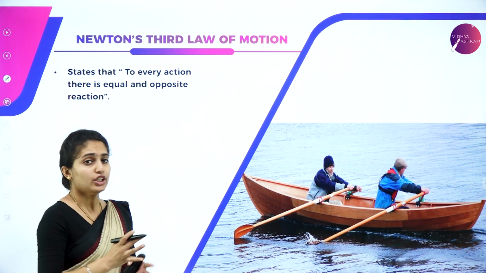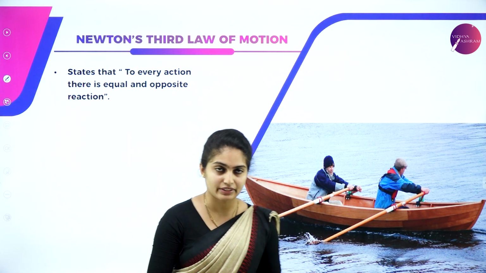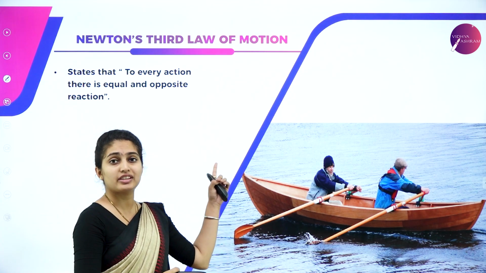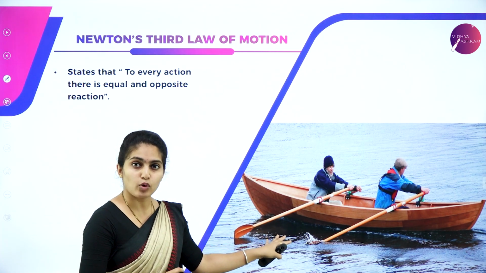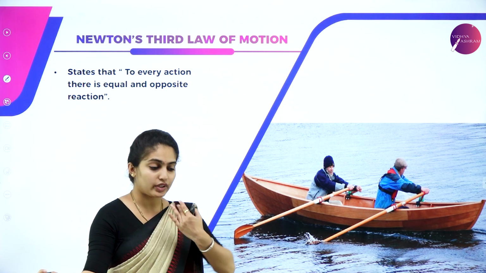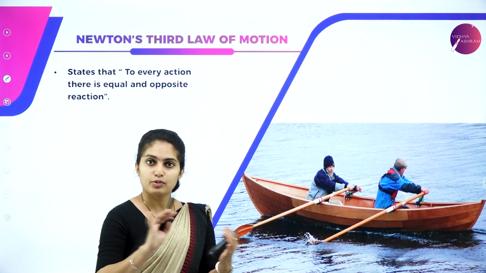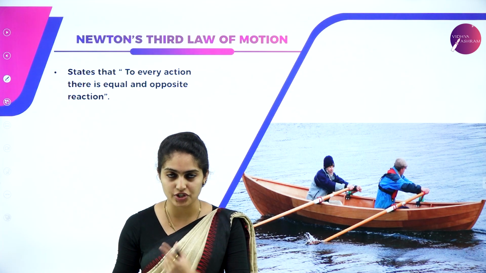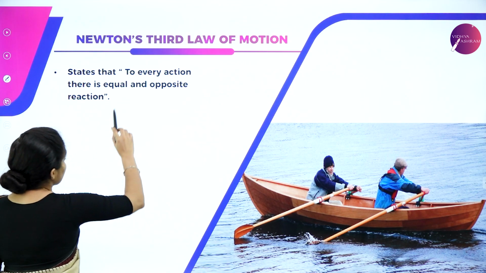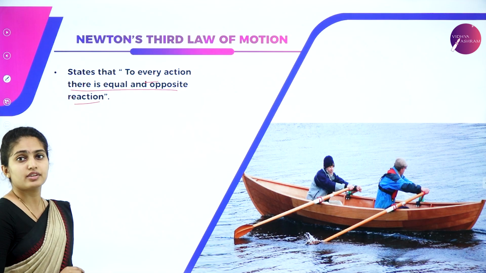Now let us go to Newton's third law of motion. How exactly is Newton's third law of motion given? It states, as you all know, it's very simple: to every action, there is an equal and opposite reaction. A boat is rowing over here. When you row, you push the water backwards so that you can move forward. Pushing the water backwards is your action, for which you move forward, which is the reaction. So it's simple. To every action, there is an equal and opposite reaction is Newton's third law of motion.